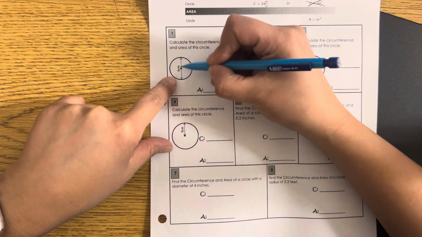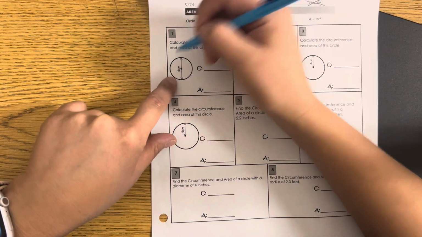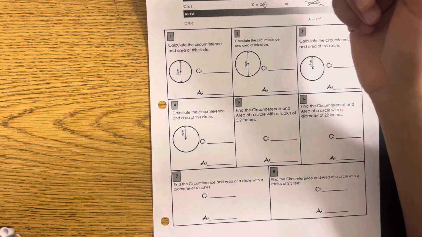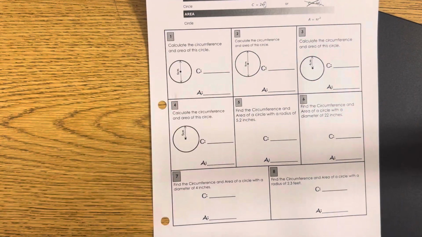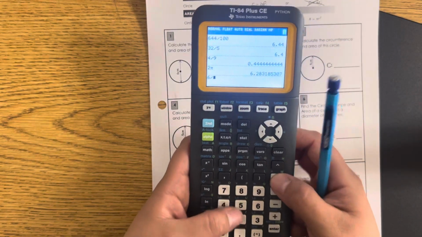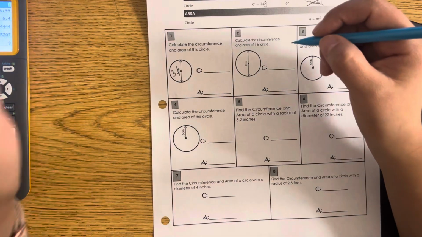Well, if the 6 is a line from all the way across the circle from end to end, then it is the diameter. So from here on out, if I see the diameter, I want to cut it in half. And of course, the simplest way to cut something in half is divide by 2. So in this case, 6 divided by 2 is 3. So we're going to use 3 instead of 6.